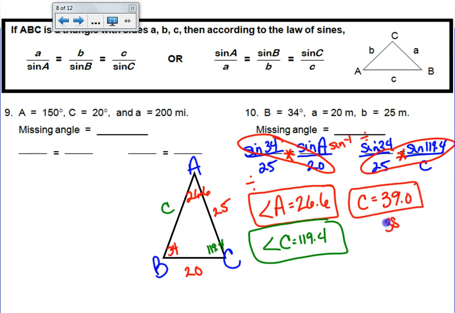Okay, someone else said 38.9. So again, could be a rounding off your decimal issue. So as long as we're in the ballpark, we're good. Okay.